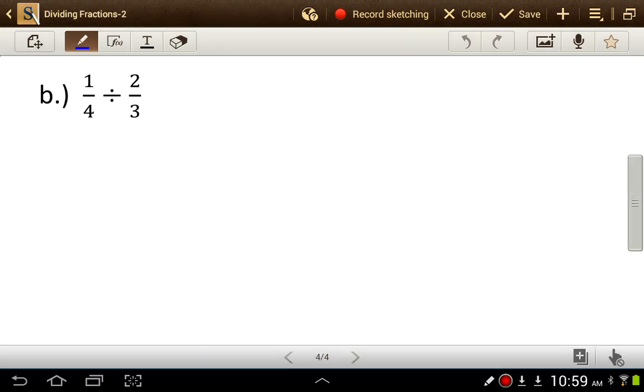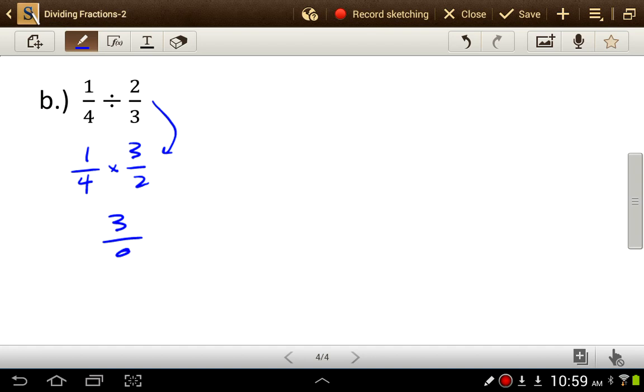Okay, in the next example, I'm going to rewrite this as multiplication again. So that's going to be 1/4, which stays the same, times the reciprocal of this one, which is going to be 3/2. Now it's a multiplication problem, so I'm going to multiply them. 1 times 3 is 3. 4 times 2 is 8. I cannot simplify. I cannot turn it into a mixed number.